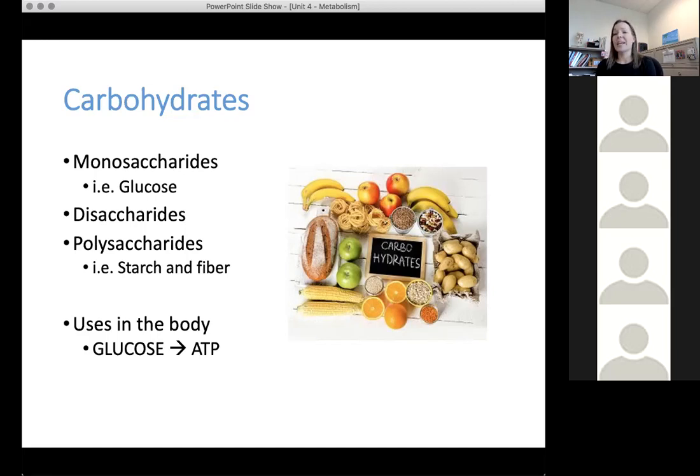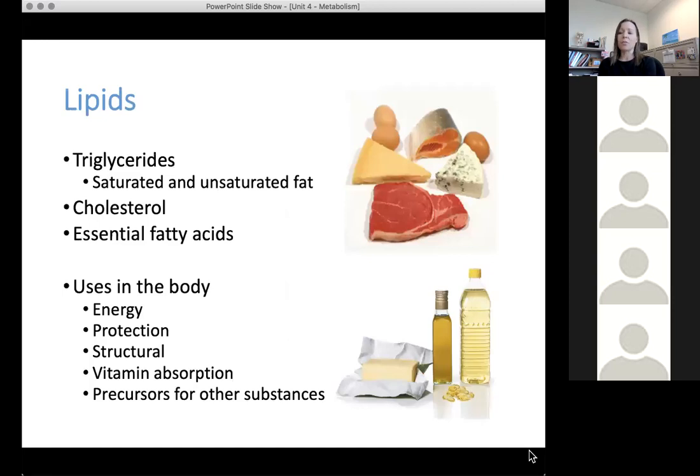And then as far as the dietary requirement, this is just the percentage that these should make up your diet. And they should be anywhere between like 45 and 65% of your total calorie intake. So on average, it should make up a little bit over half of total calories ingested.